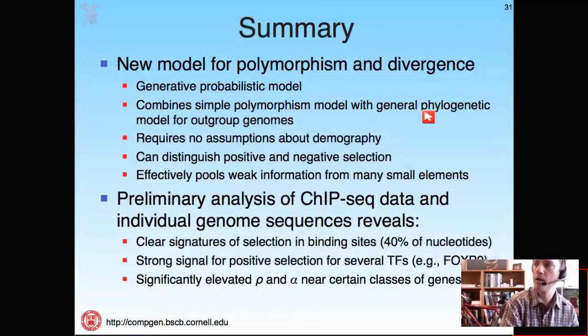In our preliminary analysis of ChIP-seq data from ENCODE, we do find clear signatures of selection on binding sites, not quite as strong as what's observed in protein coding sequences, but nevertheless quite strong. About 40% of nucleotides on average we estimate to be under selection. And then we find a few transcription factors whose binding sites appear to be under relatively strong positive selection. One of particular interest is FOXP2, and we're carefully following up on our preliminary analysis to try to understand what's going on there. That's a particularly interesting case.